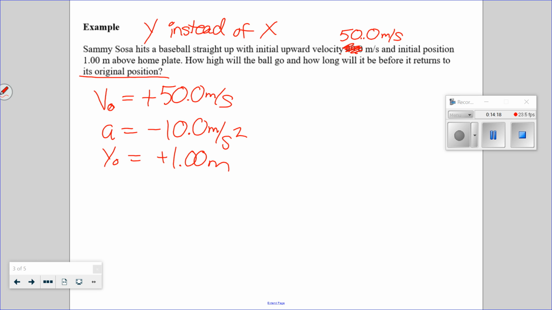But we want how high will it go? Maybe above the ground. Okay, sure. When it returns to its original position. I could. And on a test question, yes, for this, as this question is written, how long till it returns to home plate? And then how high will it go above its original position? Oh no. How high should imply above the ground.